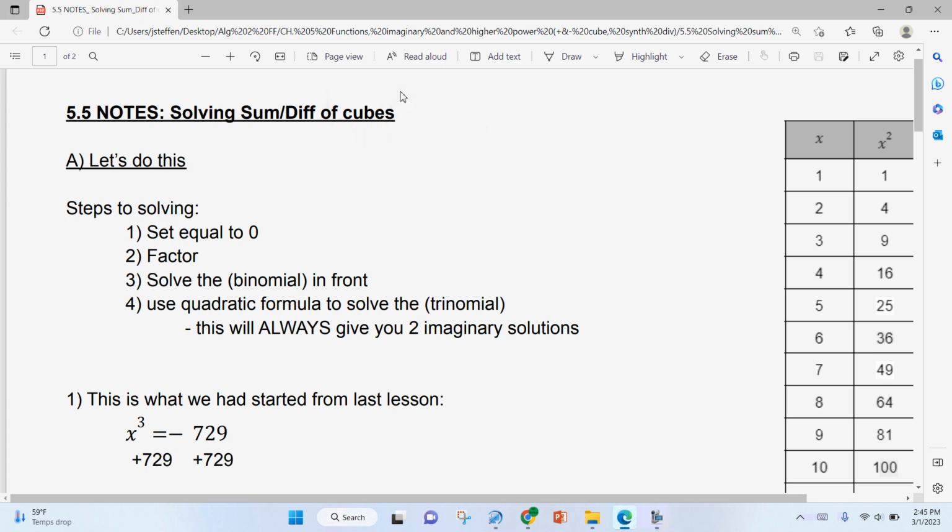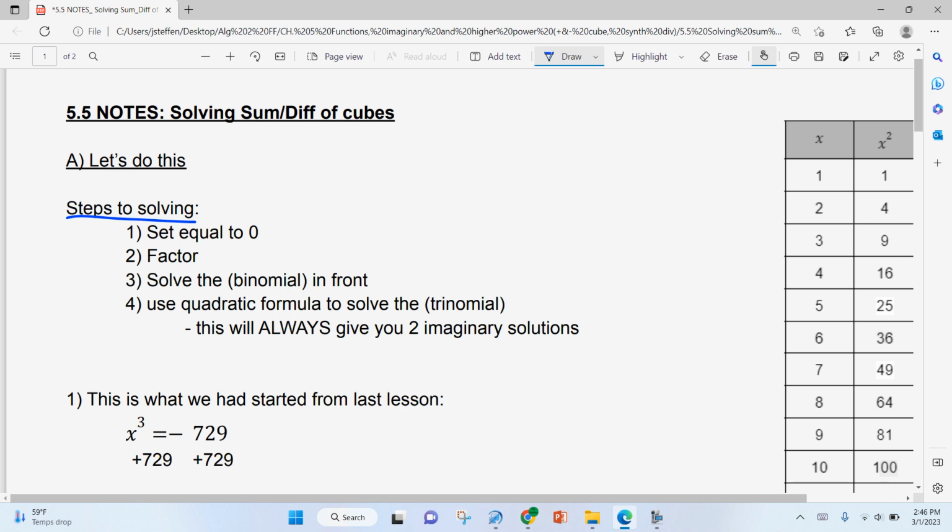Okay, so this is solving sums and differences of cubes. So that's pretty much all there is. We're just going to get into it. This is similar to when we solved with factoring before. The only difference is we're going to end up with a quadratic that we're going to have to solve using the quadratic formula, which is going to give us two imaginary numbers. So we'll talk about that here in a second.